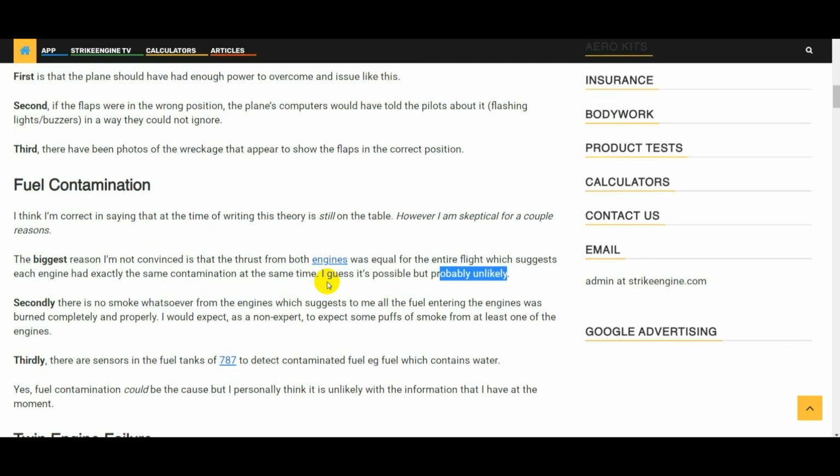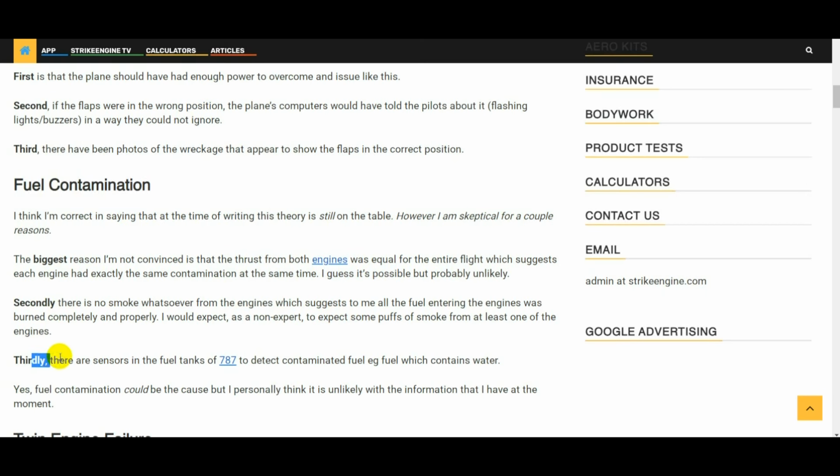I didn't see any unusual movements with the plane as if it was trying to correct for more power from one side than the other. Secondly, there was no smoke whatsoever, at least in the footage that I've seen. There was no smoke whatsoever from either engine, which suggests to me all the fuel entering the engines was being burned completely and properly. I would expect, as a non-expert, at least some puffs of smoke from at least one engine if the fuel that they're being asked to burn is not correct.